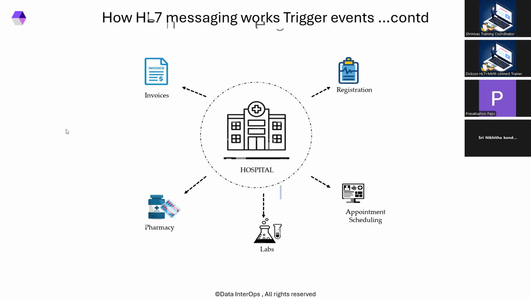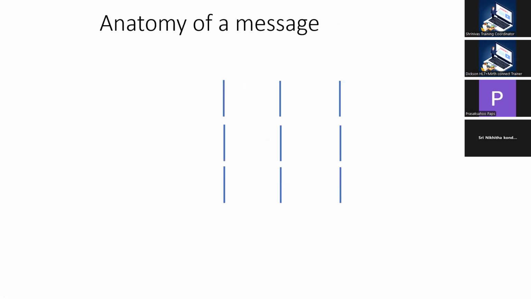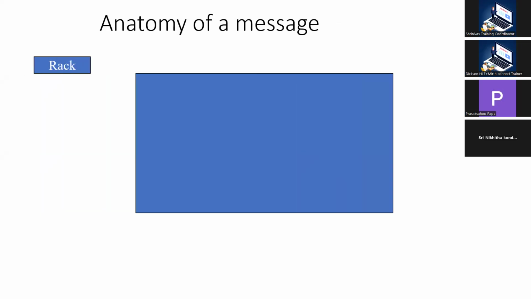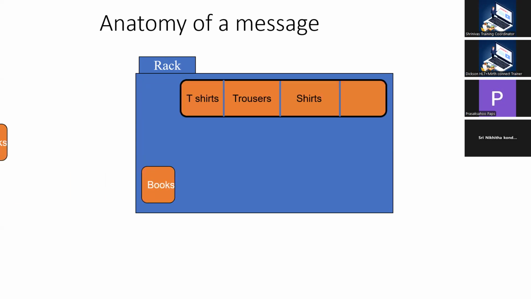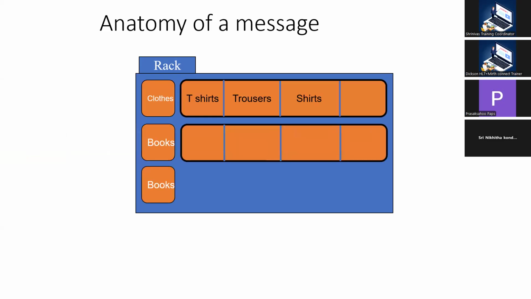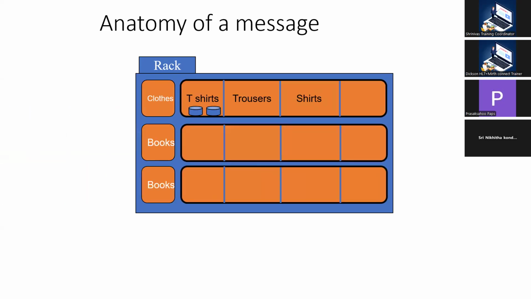All right, let's proceed with taking a look at the structure of the HL7 message. Before understanding the anatomy or structure of the HL7 message, I just wanted to give you a metaphor so that it would be very easy to understand. Let's say that we have a rack at home and we organize it very well. Let's say that we have three shelves within that rack. Each shelf is dedicated to a certain category of material.